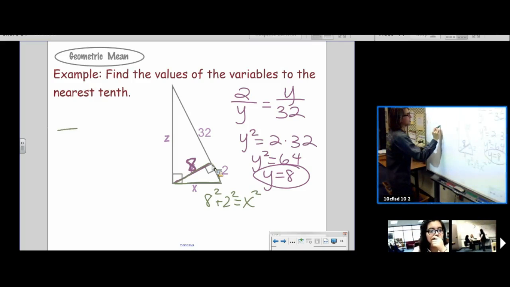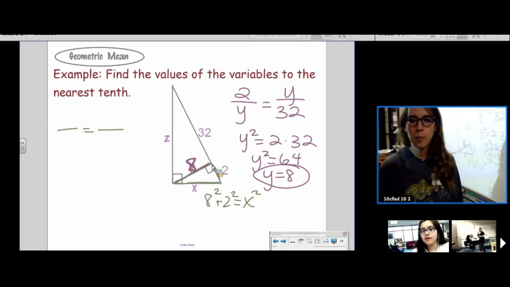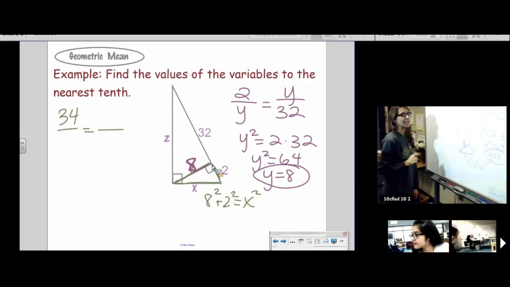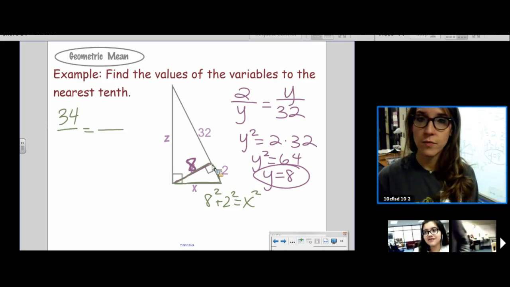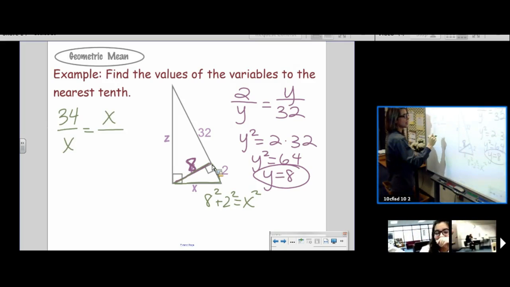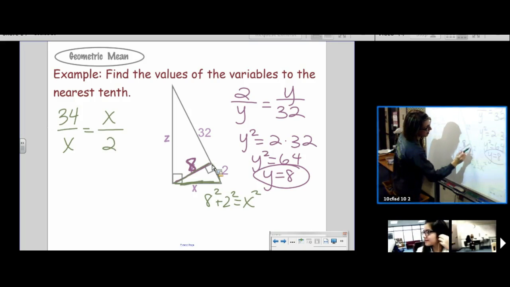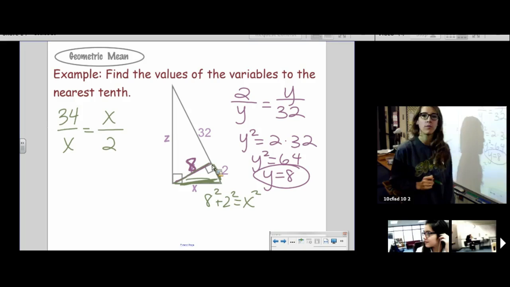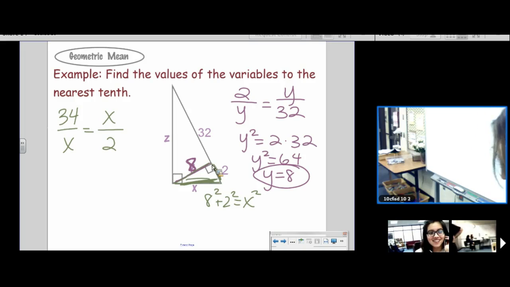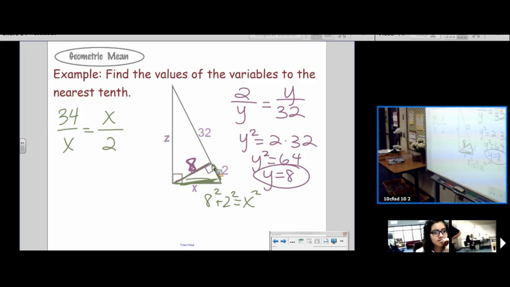So to find x, we're going to use that other proportion. That other proportion says, take the hypotenuse. I had to add together to get that, 32 plus 2. Hypotenuse over leg equals leg over adjacent segment, and the one that's adjacent to x is the 2. All right, 34 times 2, we're taking the square root of 68. So that's going to be 2 root 17.